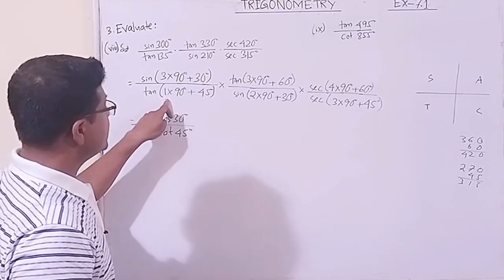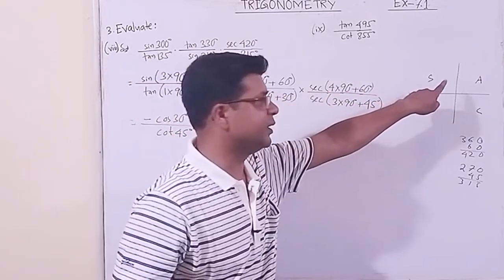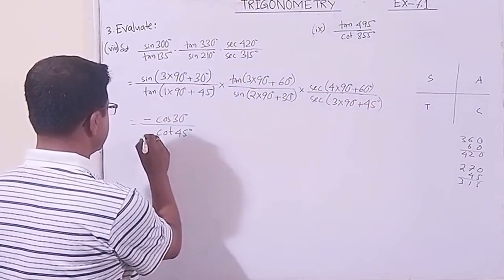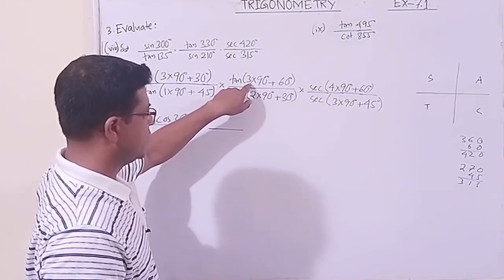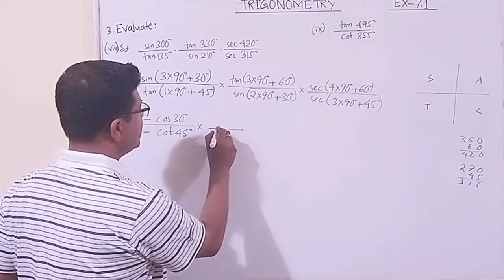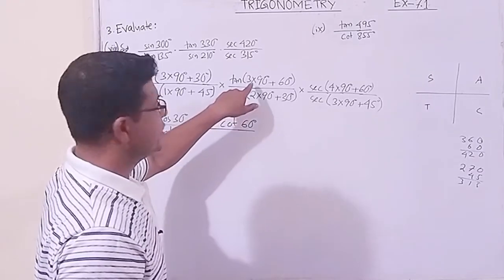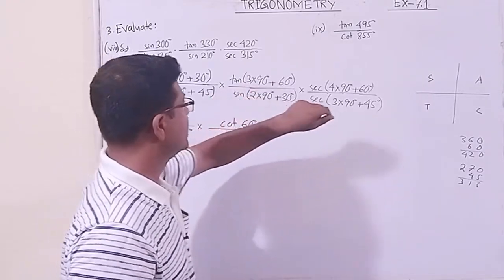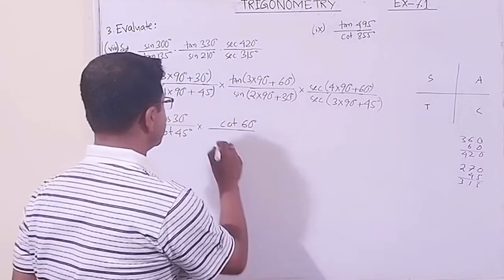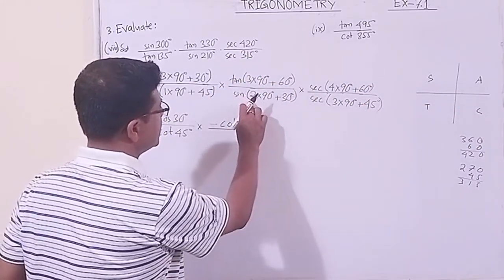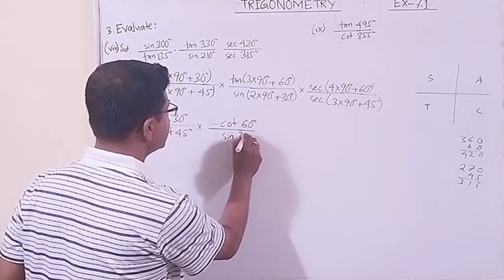This is in which quadrant? 1 into 9, that is 1 plus 1, second quadrant. Tan is negative, so minus into, this is odd multiple of 90, so tan will be converted to cot of 60 degree. Got it? Okay, this is in which quadrant? 3 plus 1, 4. In this quadrant tan is negative, minus. Now, this is even multiple, so sine is going to be sine only, sine of 30 degree.